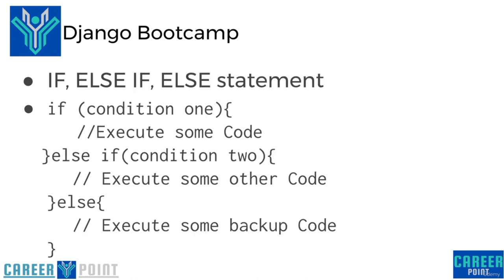And then we have the if, else if, and else statements. So if you want to check for multiple conditions, not just one, you can add an else if statement. So the syntax looks like this. We say if you check for some condition number one, you execute some code. Then you can have an else if to check for another possible condition, and then you execute some other code. If condition one and condition two don't bring up true, so neither of those conditions happen to be true, then finally the else block executes some backup code.